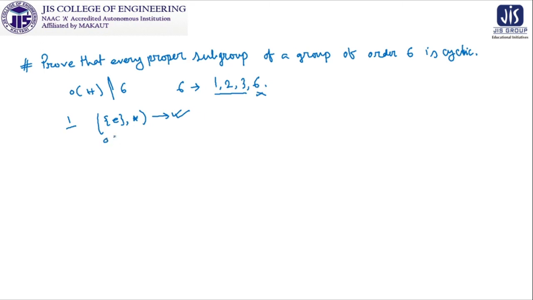Similarly, if you take the order of H equal to 2, then H is a group of prime order because 2 is prime, and we know that if it is a prime order group then it will be cyclic. Just in the last problem we discussed this one. And finally for 3, the same logic is applicable to claim that it is also going to be cyclic. So every proper subgroup of a group of order 6 is cyclic.